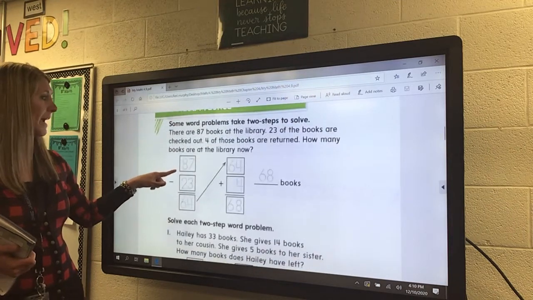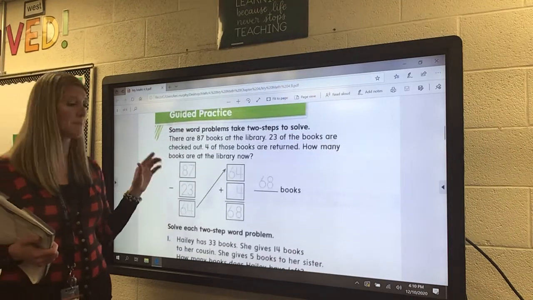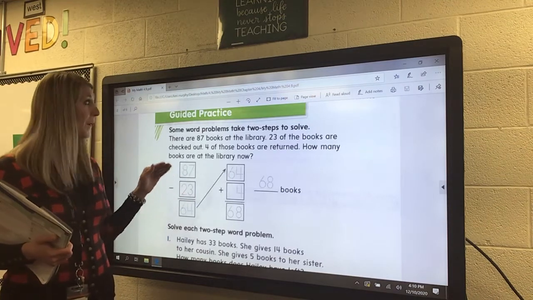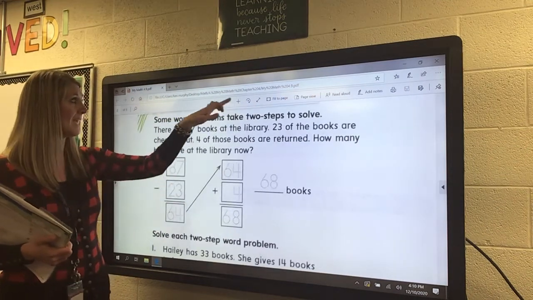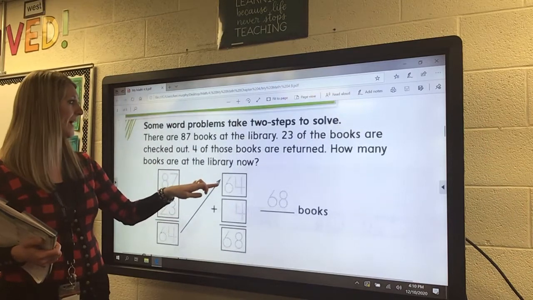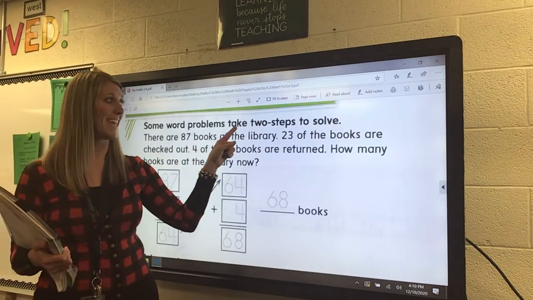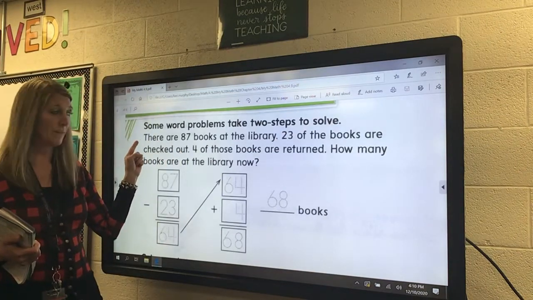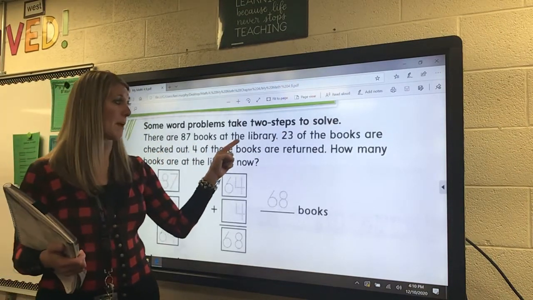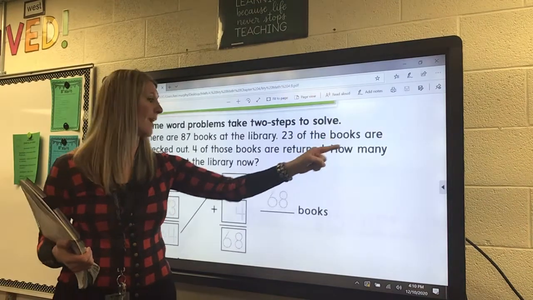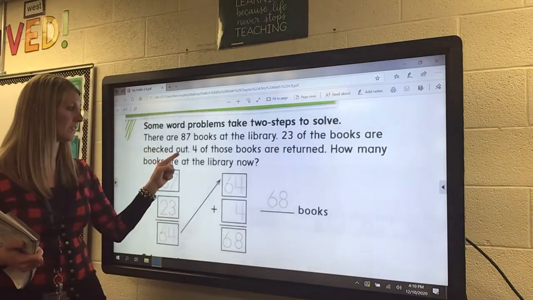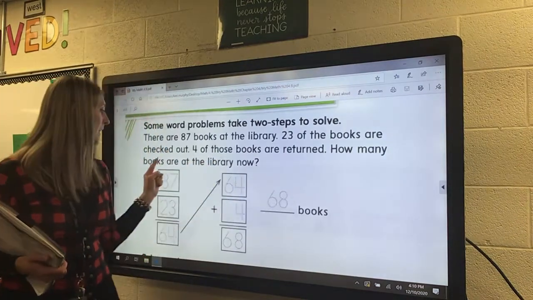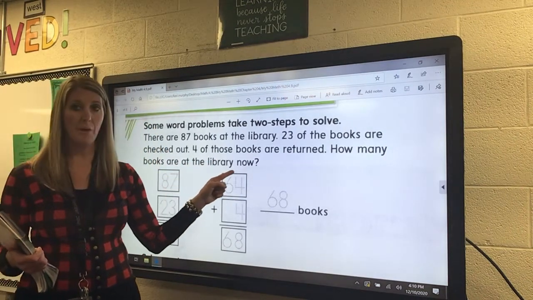All right, guided practice. I'm just going to read this. You don't need to write anything. I just want you to listen and follow along. It says that some word problems take 2 steps to solve. For example, there are 87 books at the library. 23 of the books are checked out. 4 of those books are returned. How many books are at the library now?